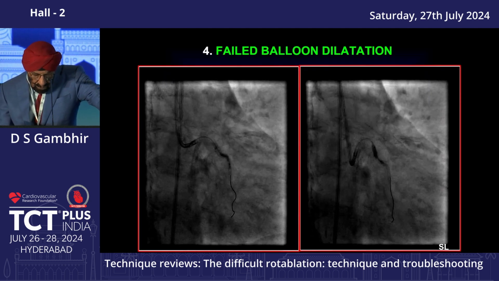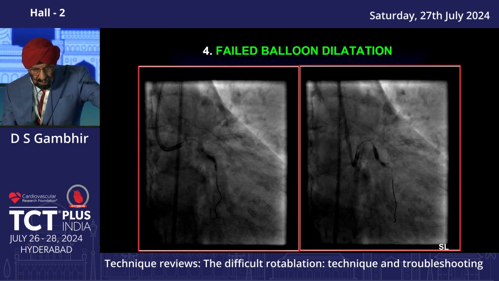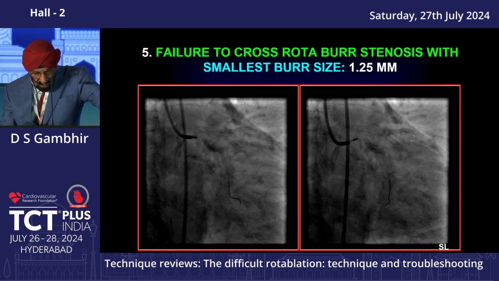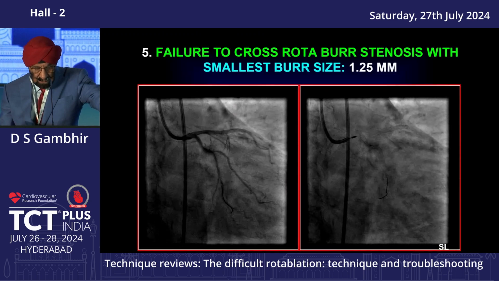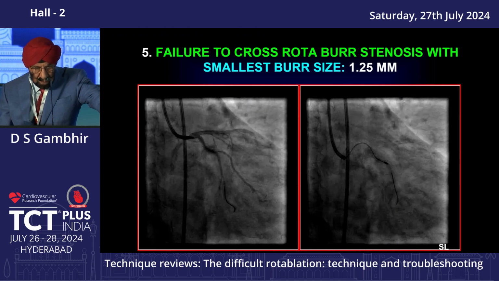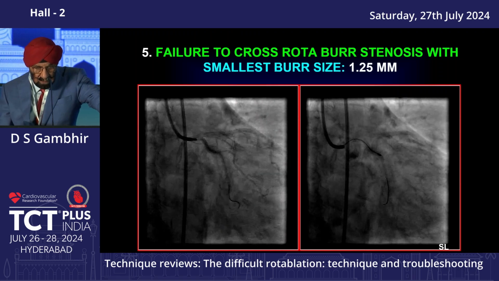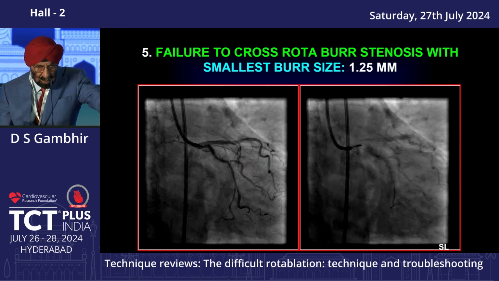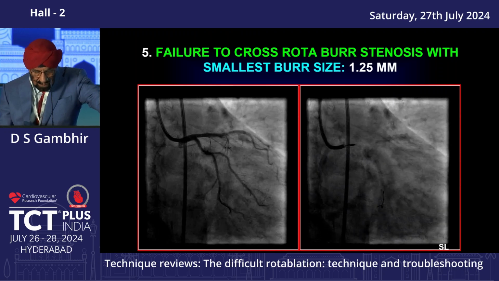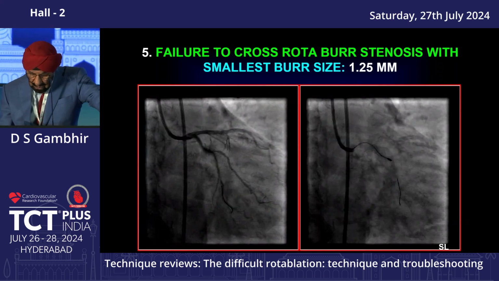Yeah. See, you see the waist in the balloon, failed balloon dilatation. So what we next did was, we wanted to pass a rota. Now even the rota doesn't go. So we were unable to pass even the 1.25 millimeter burr because of two reasons. One is the stent was not expanded. Of course, the balloon had done some job in expanding the stent. But the second problem was the bend beyond the stent. So the rota burr would not cross the bend.